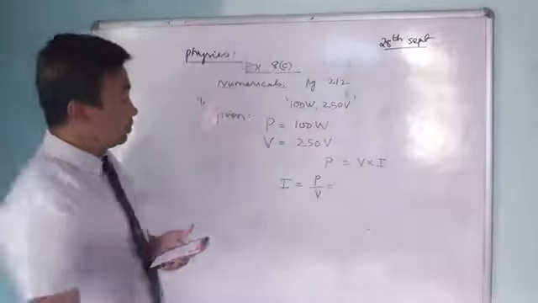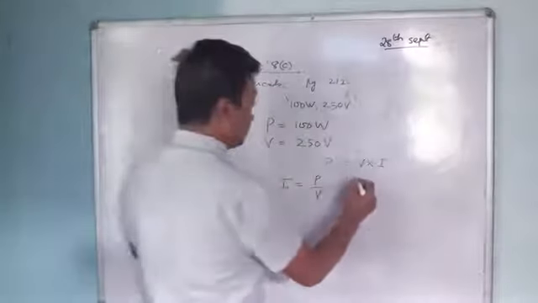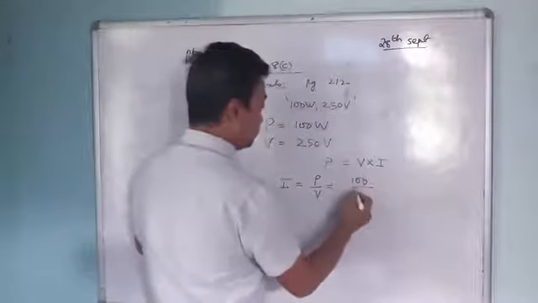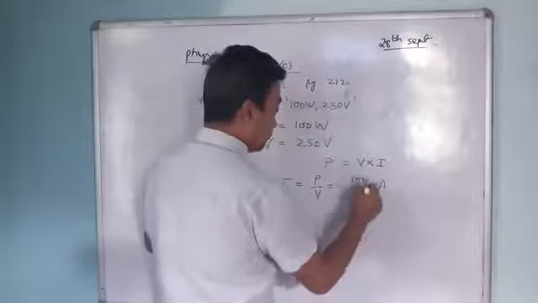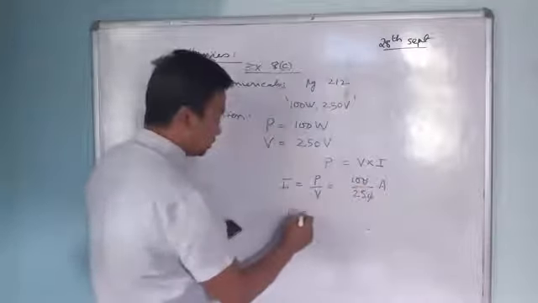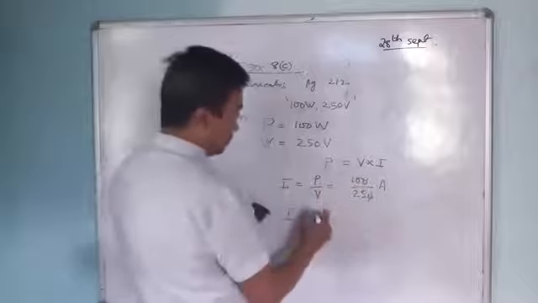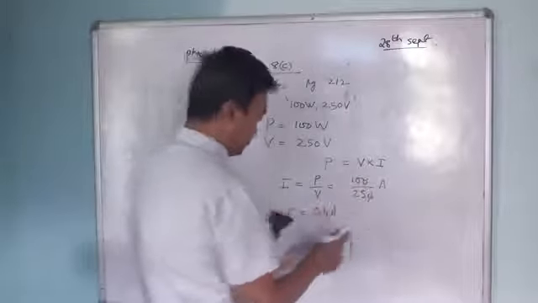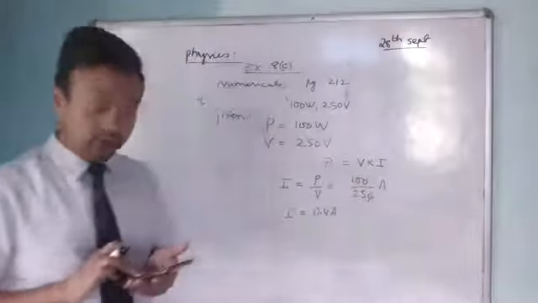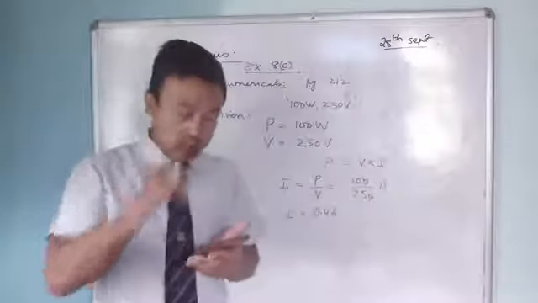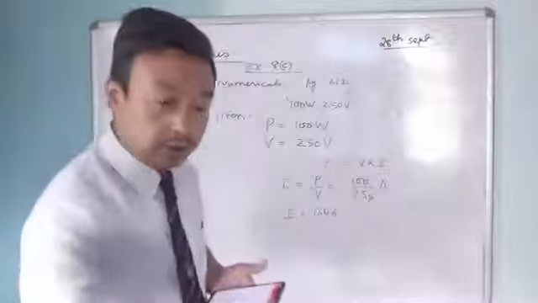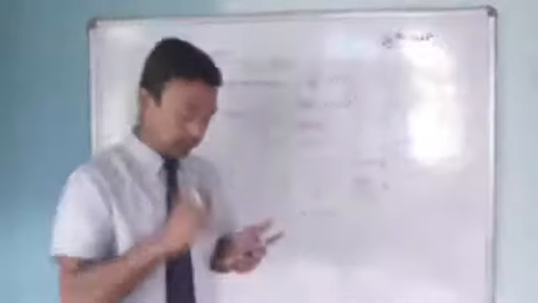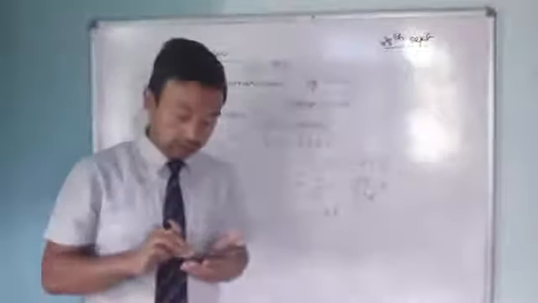So P is given to you as 100, and the potential V is given to you as 250. If you cancel this, you will get 10 by 25, I think 0.4 ampere after solving it. Yes, 0.4 will be your current that is flowing through this bulb. So that much current it can take. If the current is more than that, then there is a chance of the bulb being crashed.